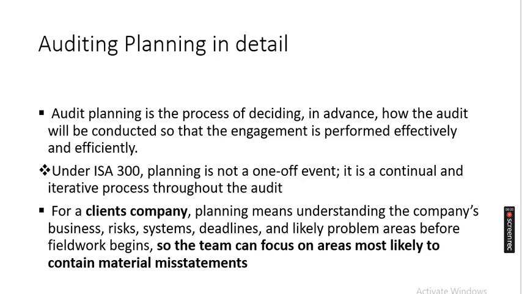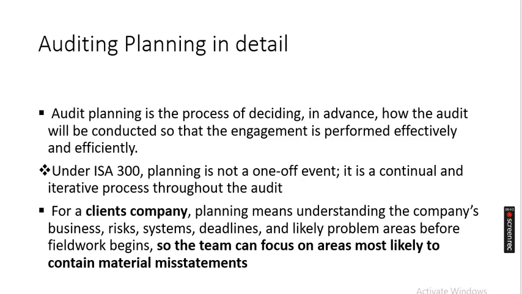ISA 300 planning is not a one-off event. What we mean is that audit planning will be continual and it will continue throughout the audit. And it will be iterative. Iterative means you will be changing now and again. You can maybe say we are going to have 3 staff. After you see the nature of work, you can add 2 more staff. So it will be changing now and again.